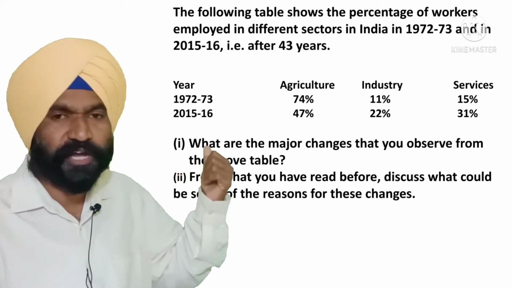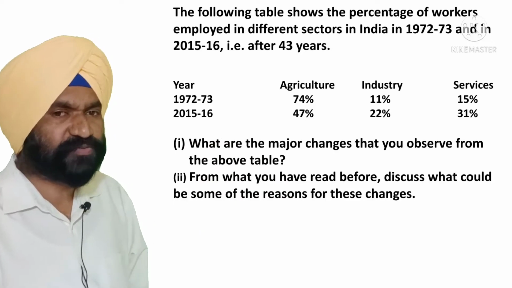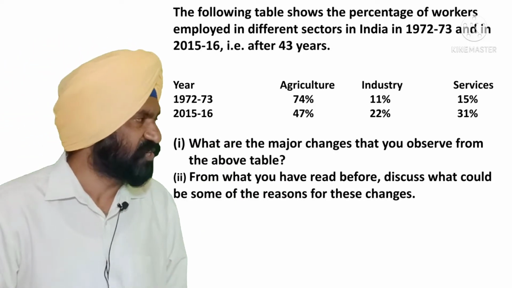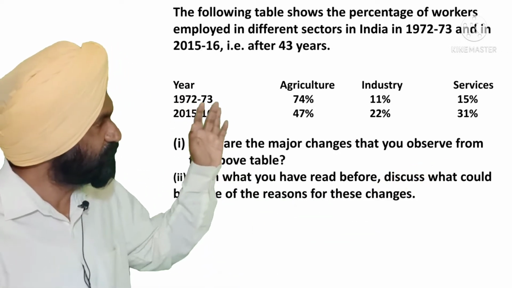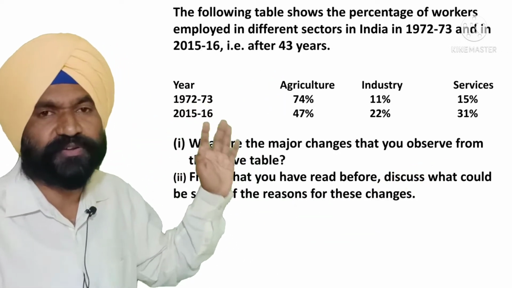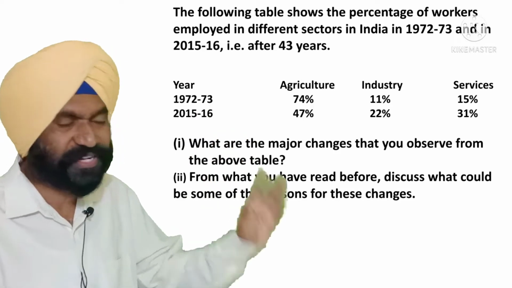From what we have read before, discuss what could be some of the reasons for these changes. Now what are the reasons for these changes from 1972-73 to 2015-16, that is even after 43 years?